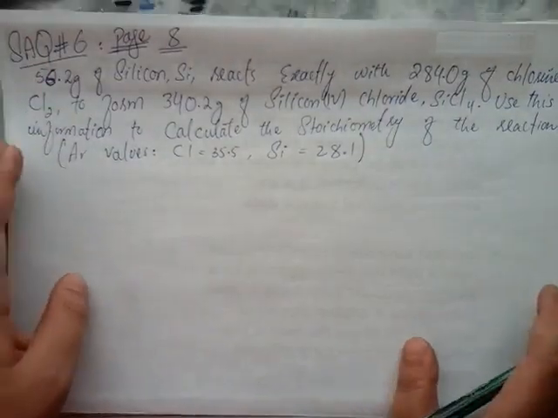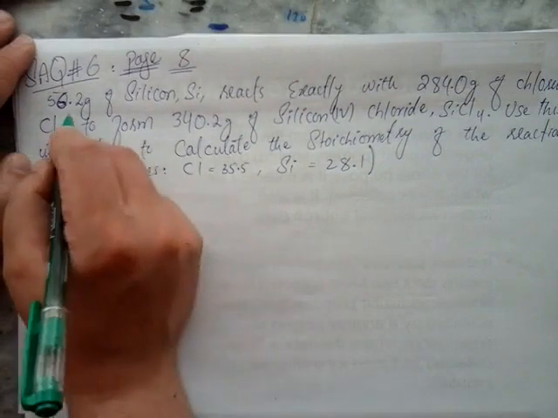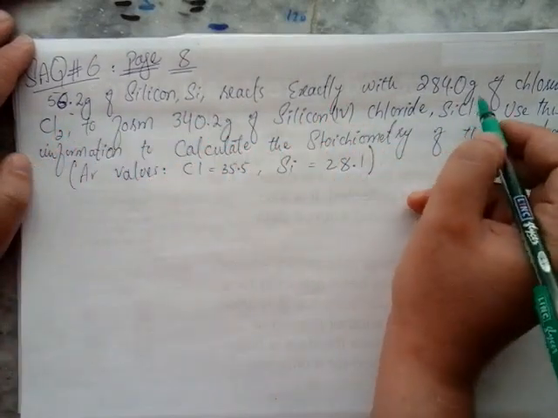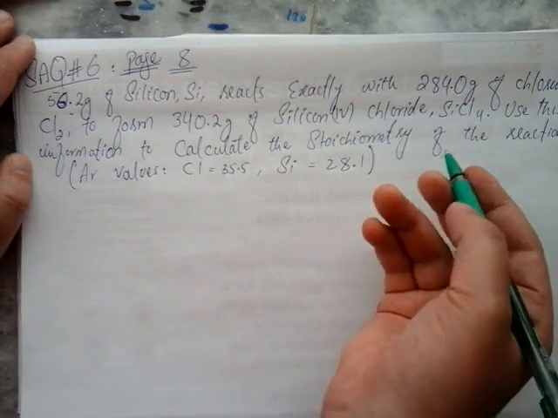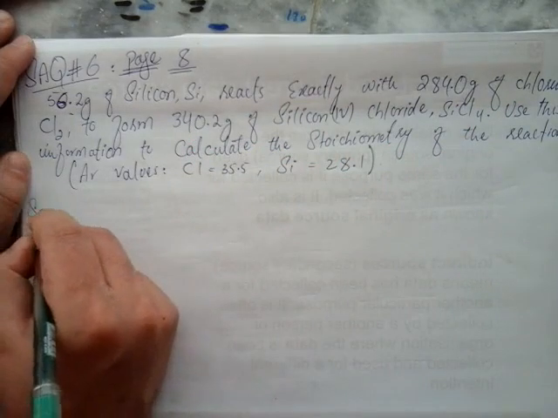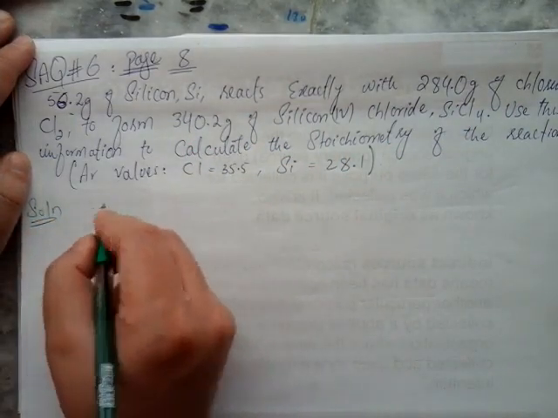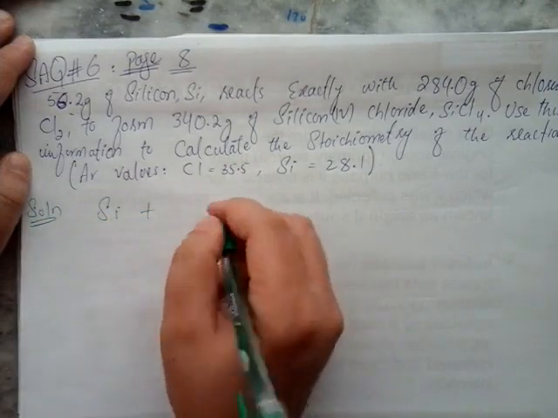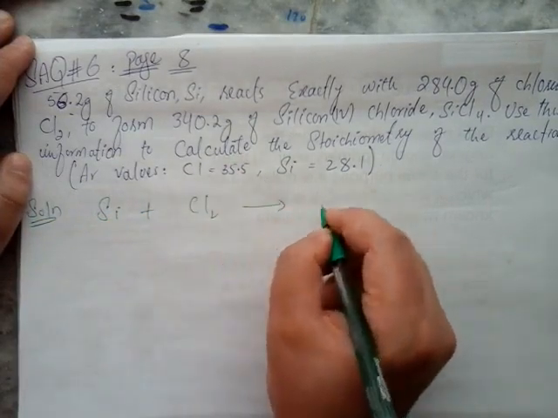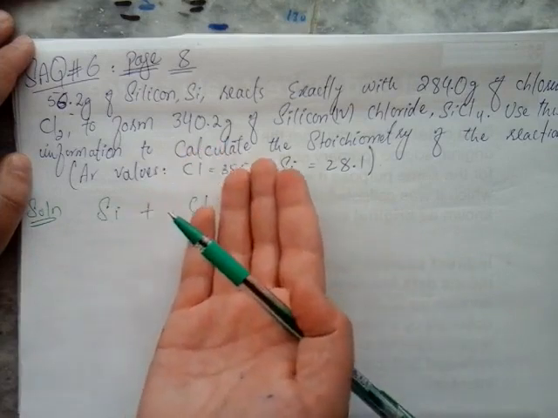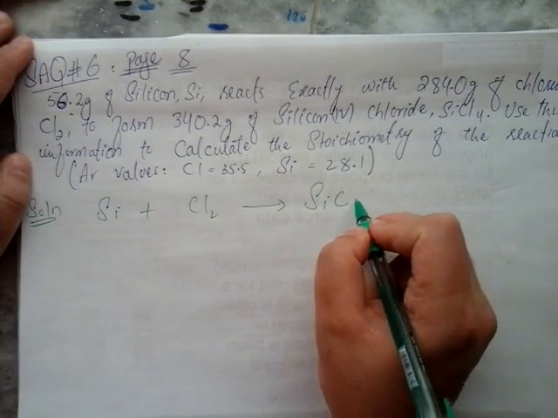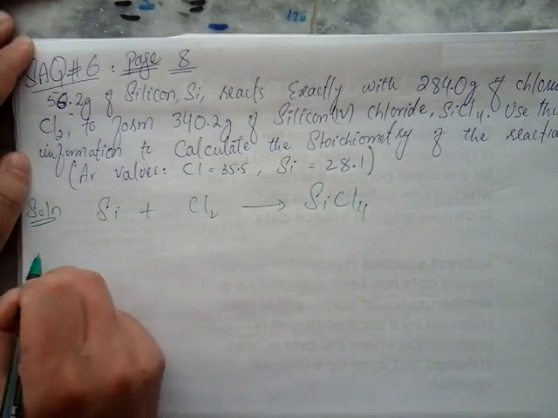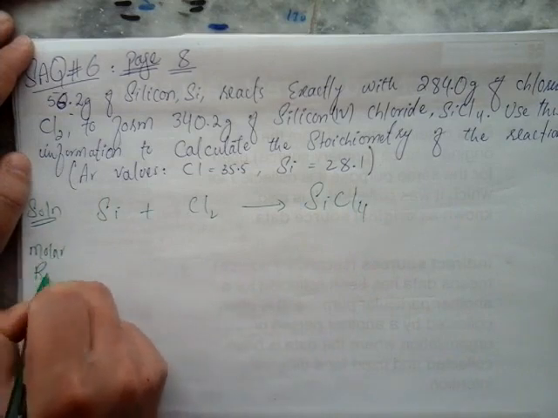In the same way, another question from your book: for example, 56.2 gram of silicon reacts exactly with 284 gram of chlorine to form 340 gram of silicon tetrachloride. Use this information to calculate the stoichiometry of the reaction. In the first step, what will we do? We will simply write the names of the symbols: silicon plus chlorine. We cannot balance it yet, because we have to balance it through their given weights. So silicon tetrachloride.